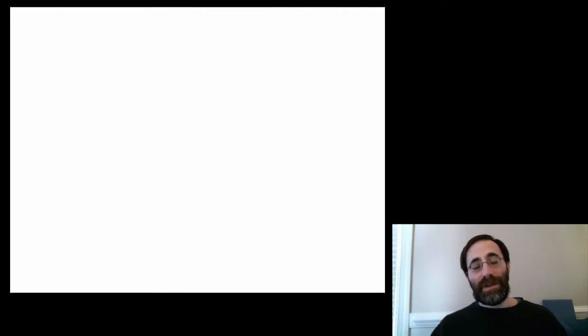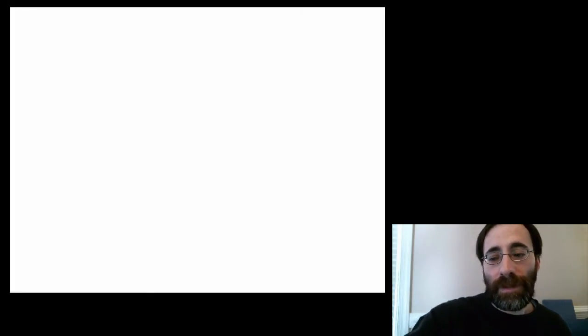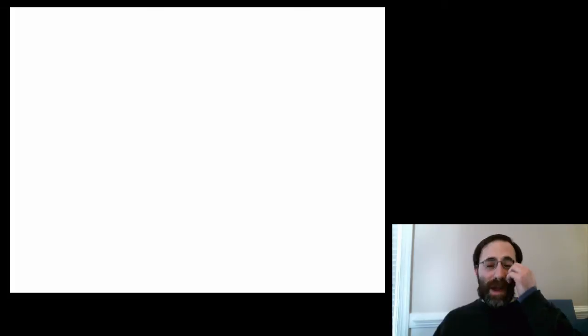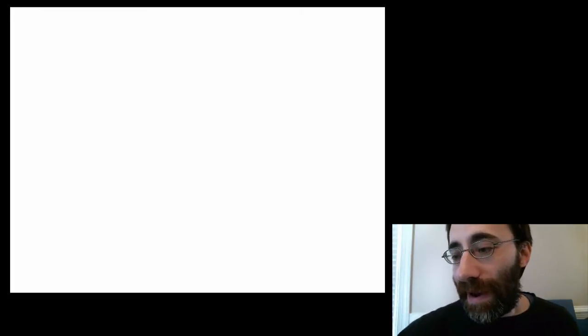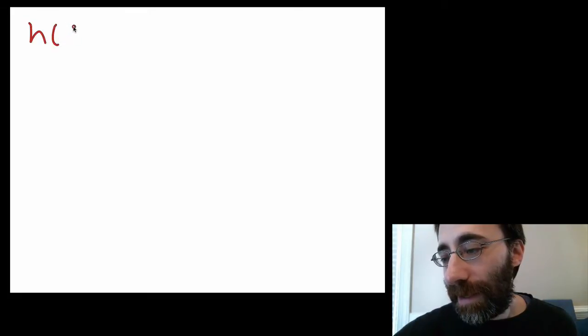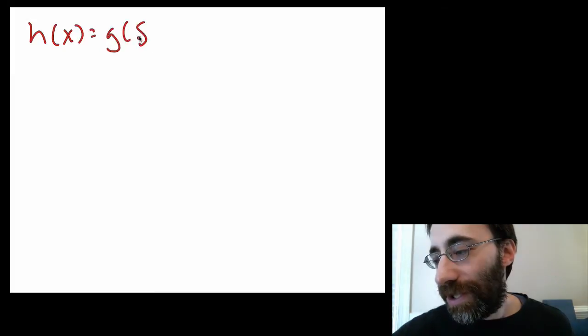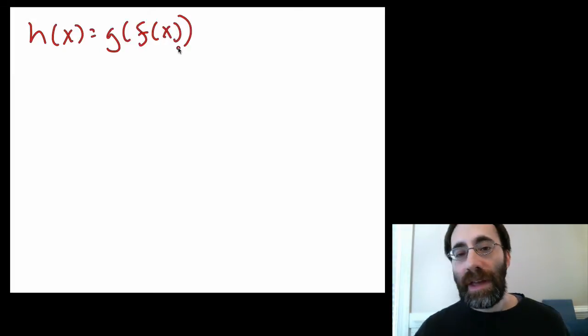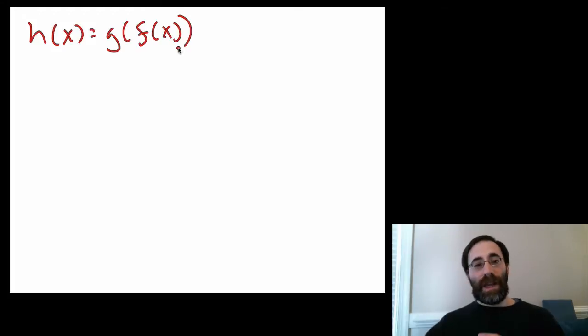Before we talk about how to do that, let's remind ourselves what a compound function is. If you recall back from lecture 2, we discussed compound functions, function composition, and they look kind of like this. We have some h, it's h of x, which is equal to g of f of x. That's a compound function. You take f of x, you plug in your x, whatever you get out of that, you plug into your g, whatever you get out of that is your h of x.